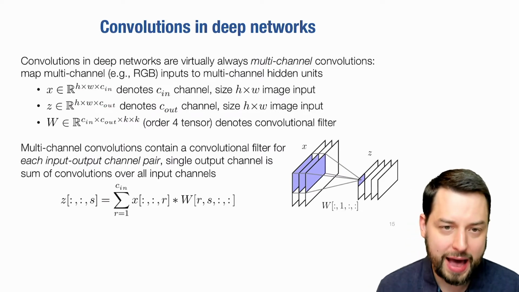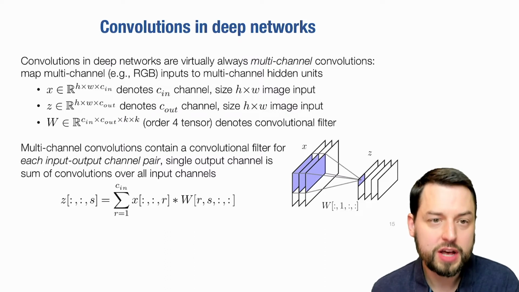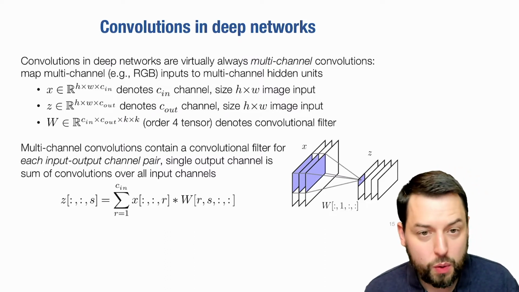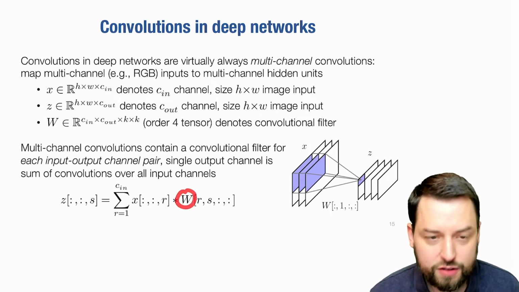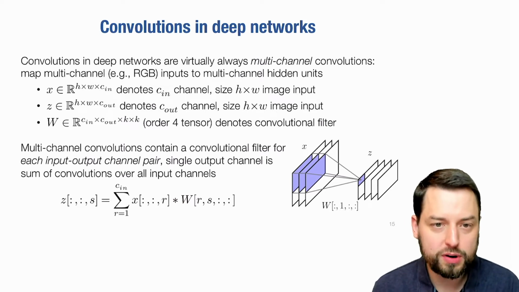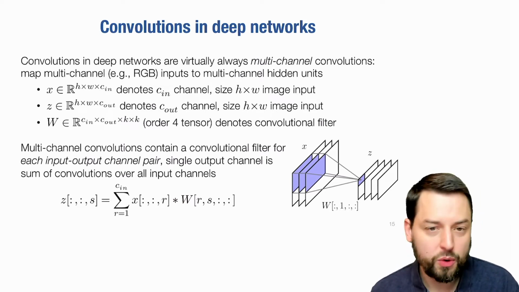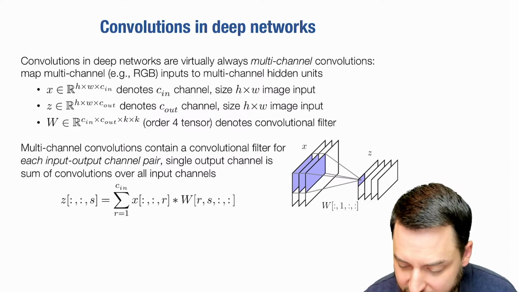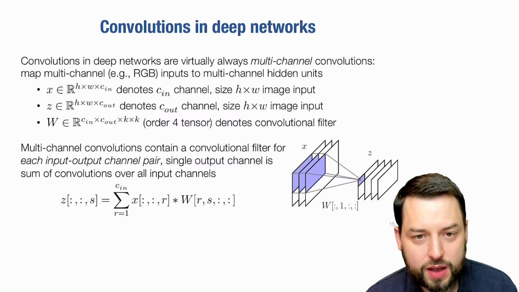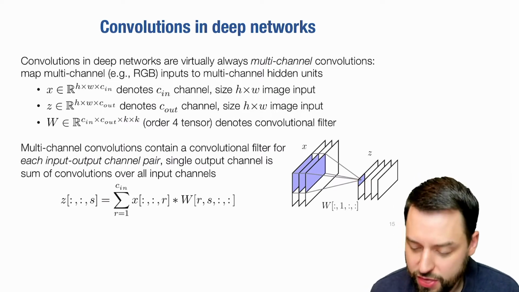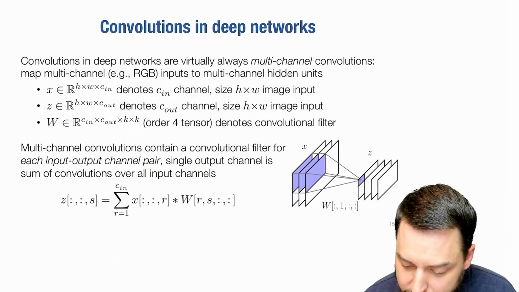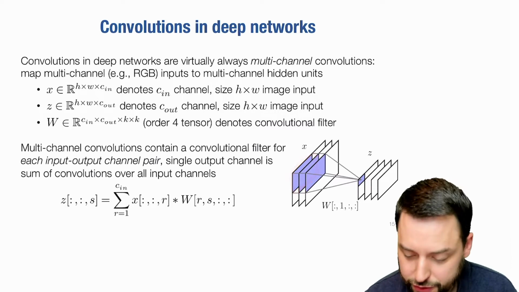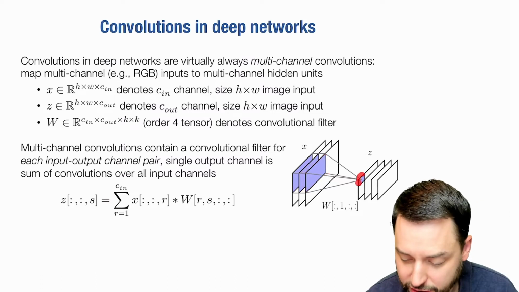The question is, how do we map multiple channel inputs with a convolution to multiple channel outputs? The way we're going to do it is to have a separate filter, a separate set of weights W, for each possible input-output channel pair, and then add them up. If we want to compute this element here of the first channel, it would correspond to this first channel convolved with some filter, plus this second channel convolved with some filter, plus this third channel convolved with another filter. That's how you get this first output.